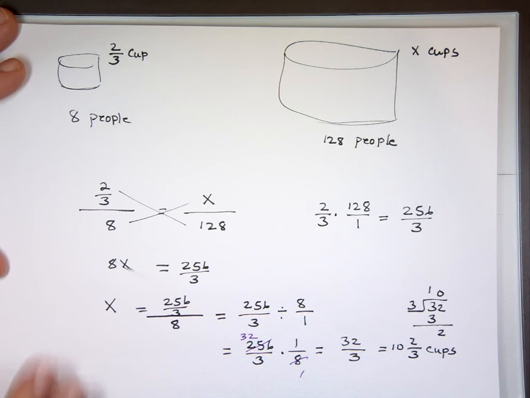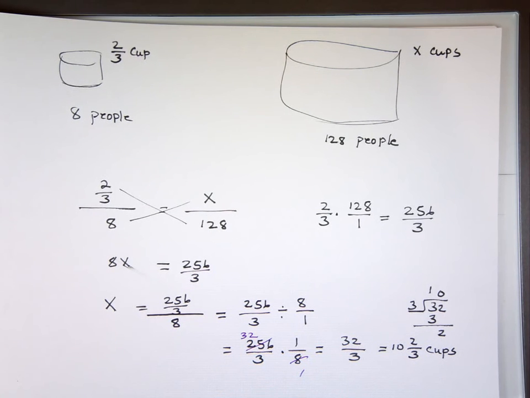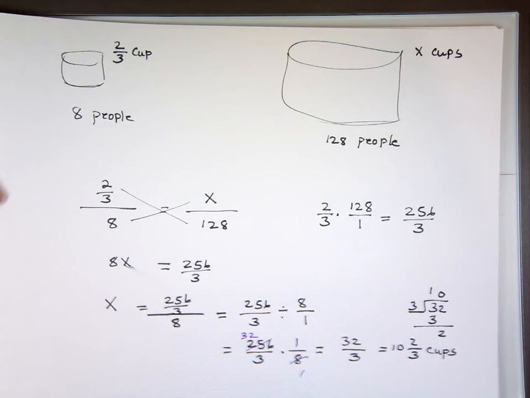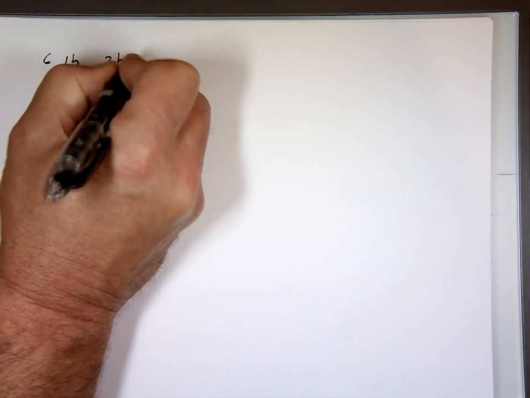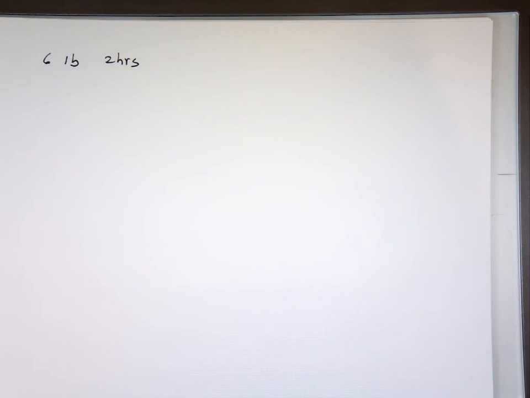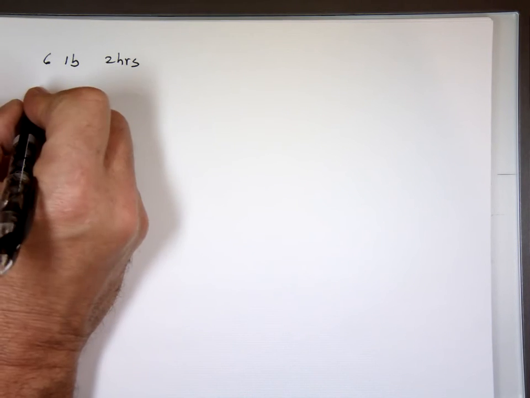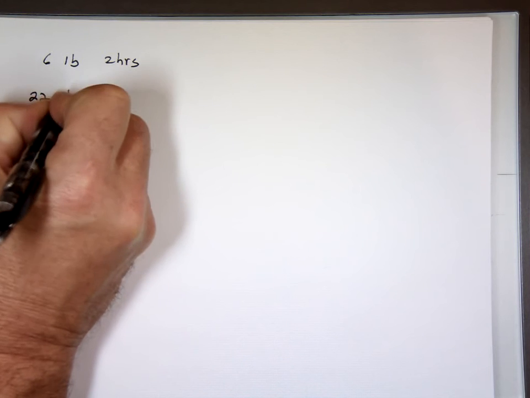Soon enough, Thanksgiving's coming. You're going to make a big turkey. Now, let's say you cooked a small chicken or turkey. You cooked a 6-pound chicken, and the directions say 2 hours. Now, you go and buy a 22-pound turkey. How long is it going to take to cook it?